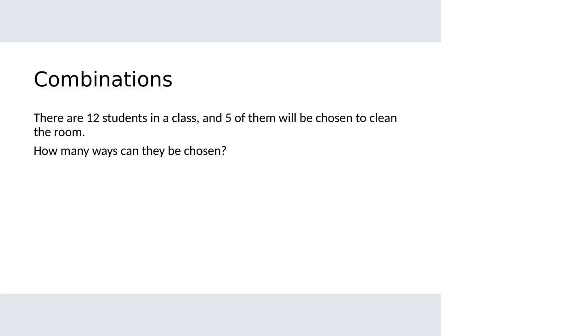In addition to permutations, we talked about combinations. And the key to combinations is that order doesn't matter. What that means is, in a situation like this one, there are 12 students in a class and 5 of them will be chosen to clean the room. How many ways will they be chosen?